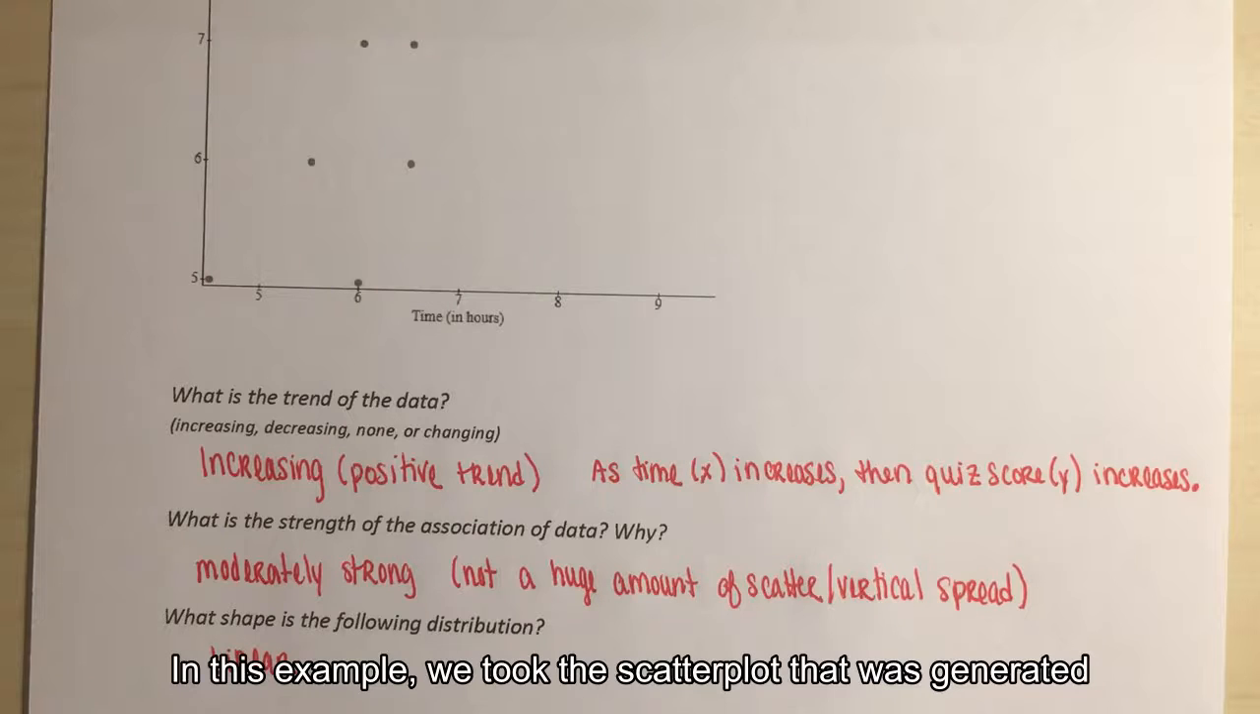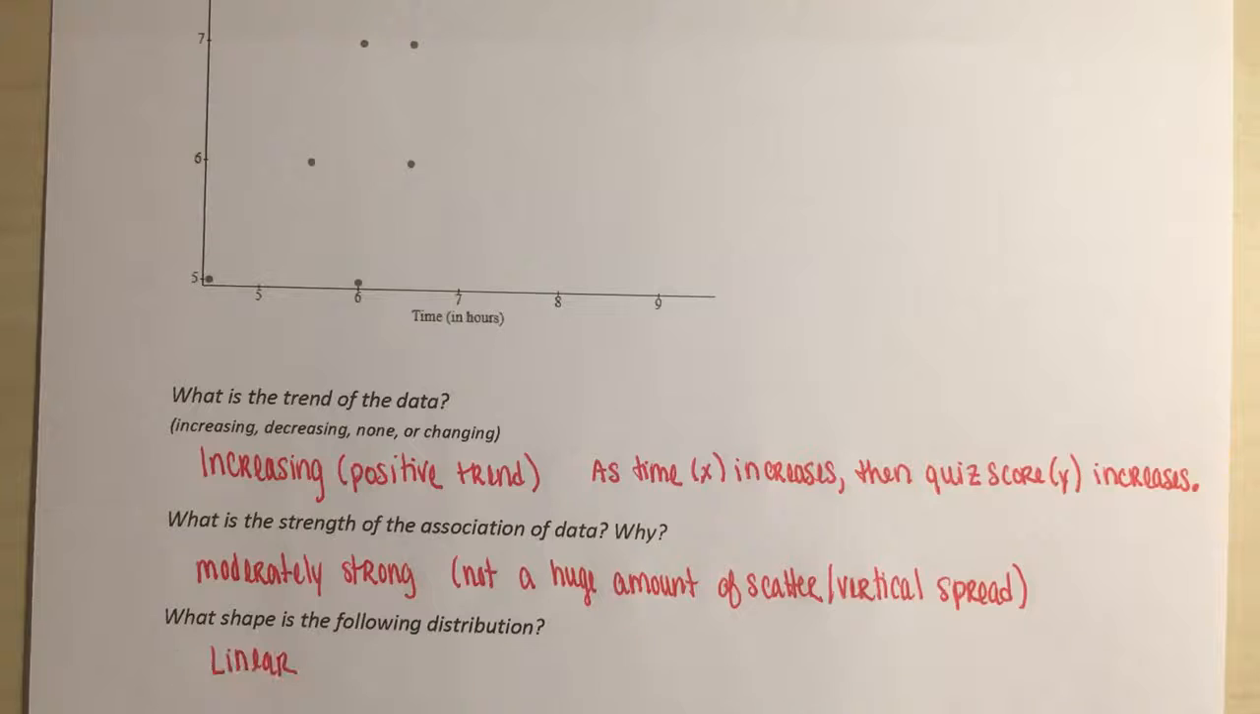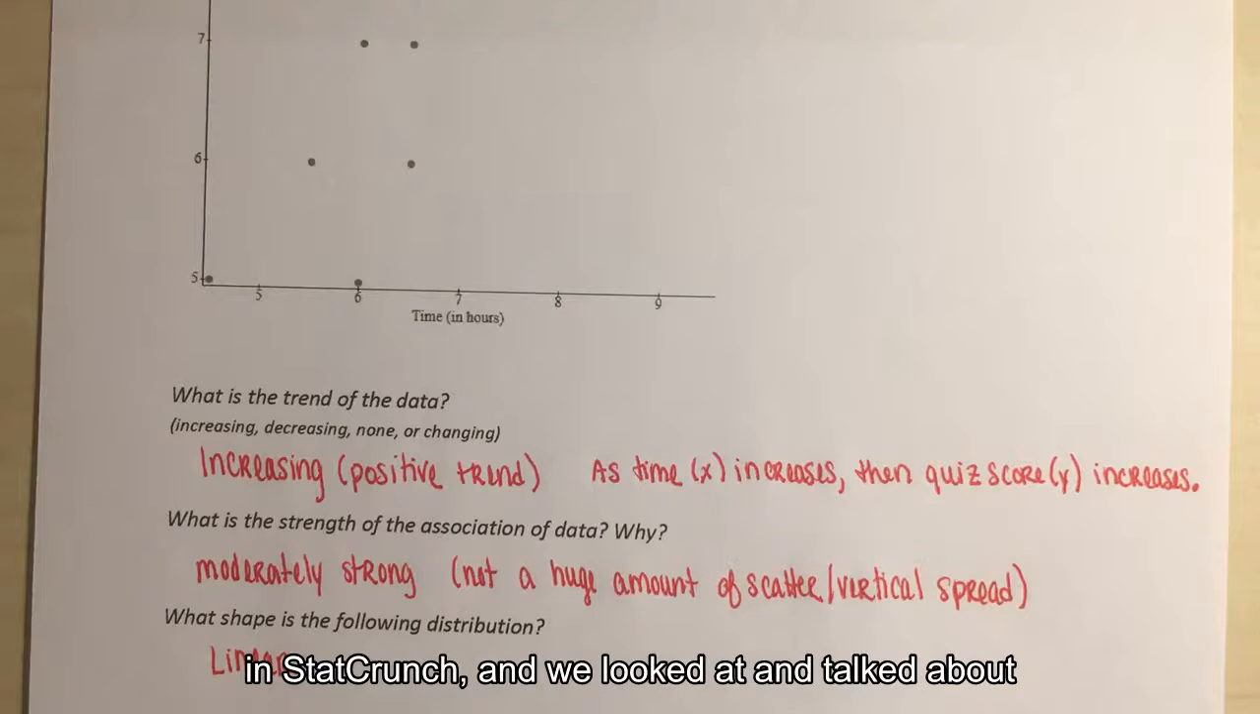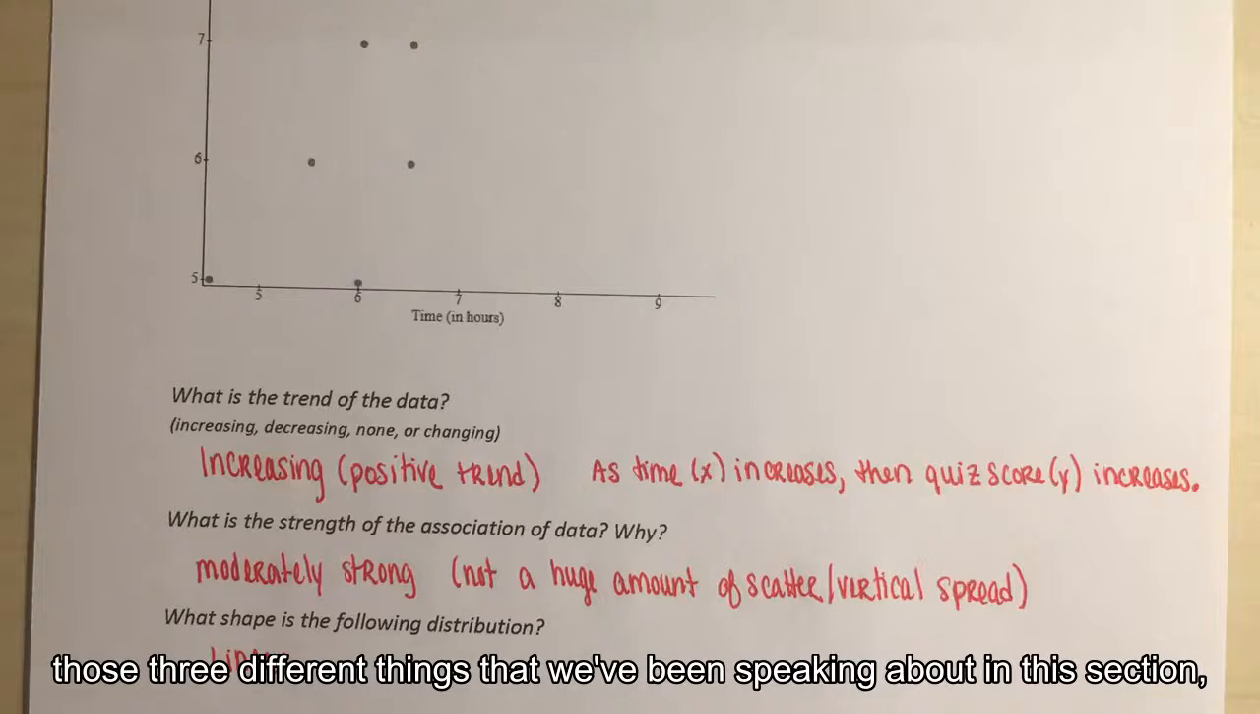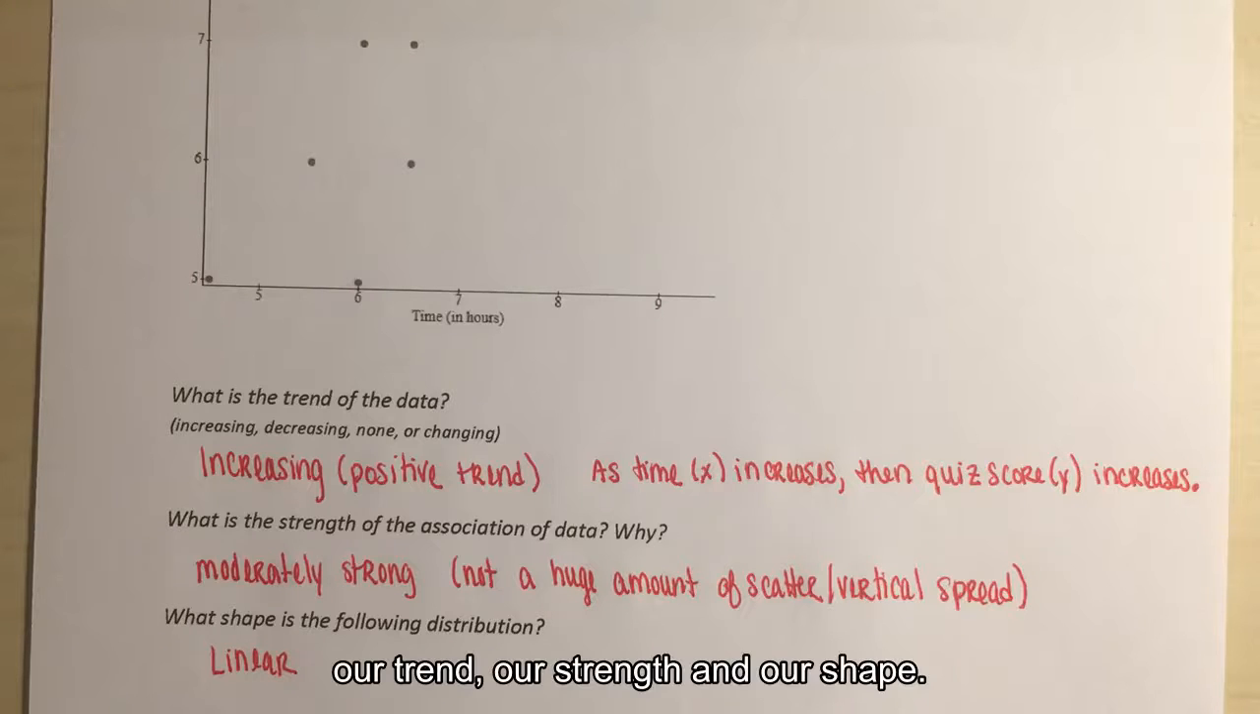Right? So in this example, we took the scatter plot that was generated in StatCrunch, and we looked at and talked about those three different things that we've been speaking about in this section: our trend, our strength, and our shape.